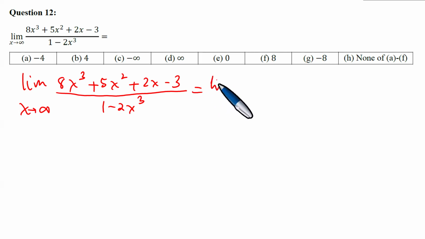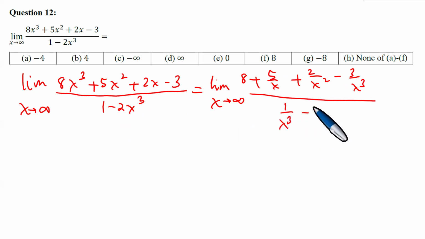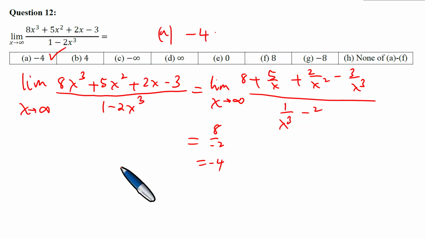Because now to do this one, you would have the limit as x approaches infinity. You divide by the highest degree, which is x cubed, which gives 8 plus 5 out of x plus 2 out of x squared minus 3 out of x cubed, everything divided by 1 over x cubed minus 2. As x approaches infinity, these terms are going to be 0, 0, 0. And then you have 8 divided by minus 2, which is minus 4. So the correct option is A, which is -4.